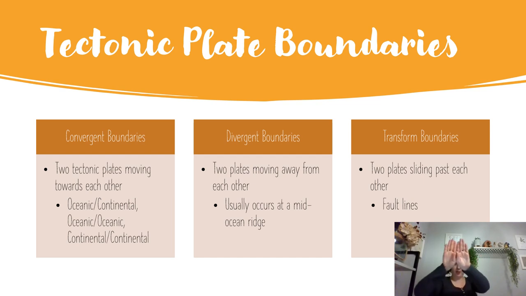Then you have transform boundaries. These are two plates just sliding right next to each other. Typically, these fall on what we consider fault lines, such as the San Andreas Fault in California. And we'll talk about why transform boundaries are different compared to convergent and divergent and what risks and benefits all have.